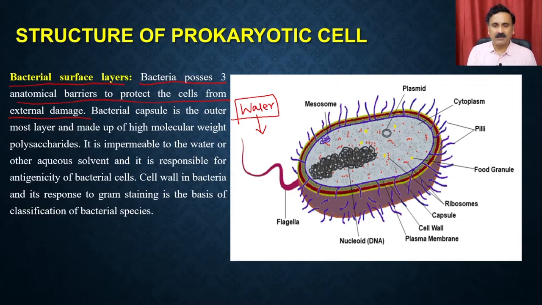So what are the different layers you have? You have a bacterial capsule, which is the outermost layer, and it is made up of high molecular weight polysaccharide. So what you see here is the bacterial capsule, right?